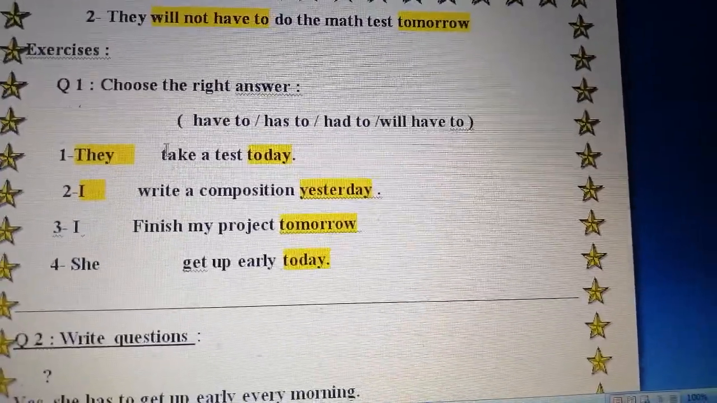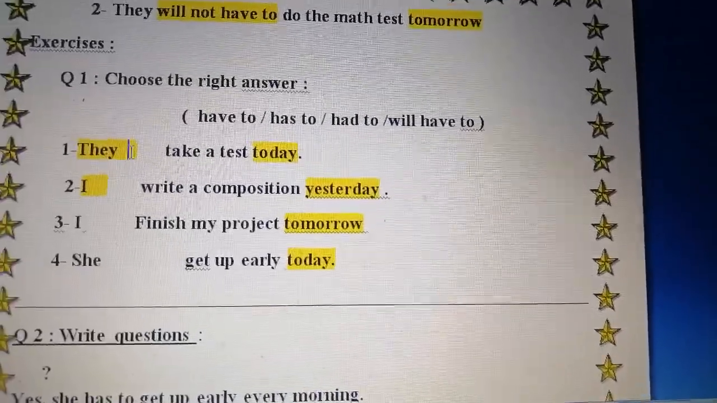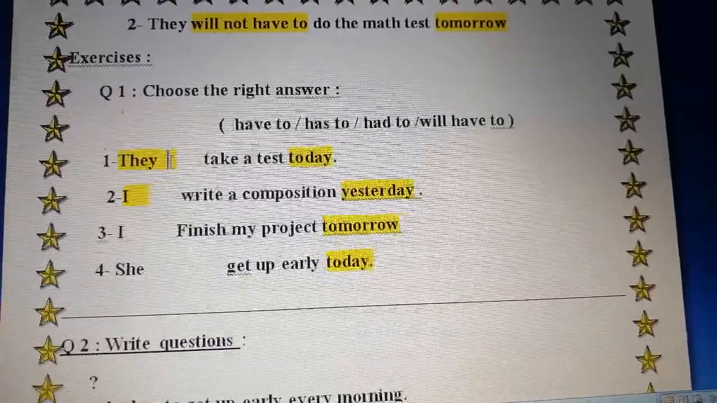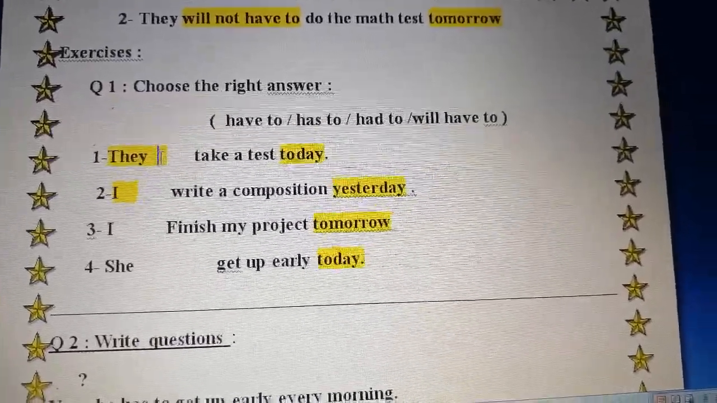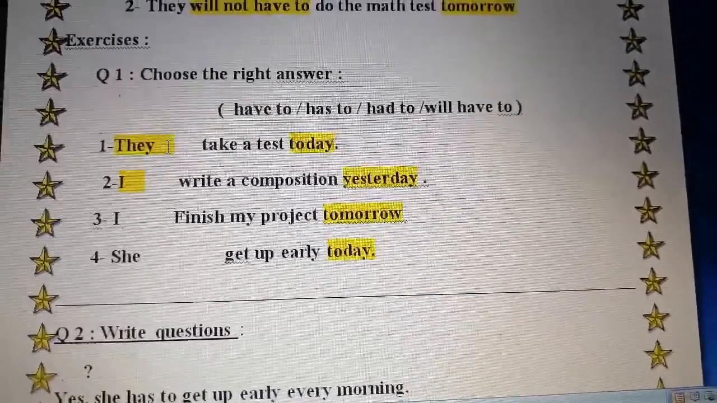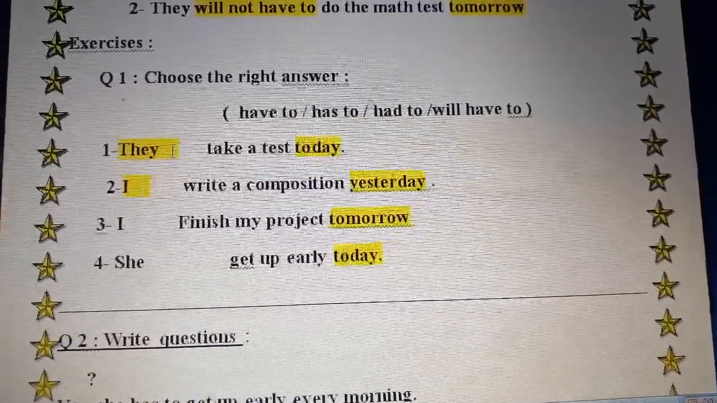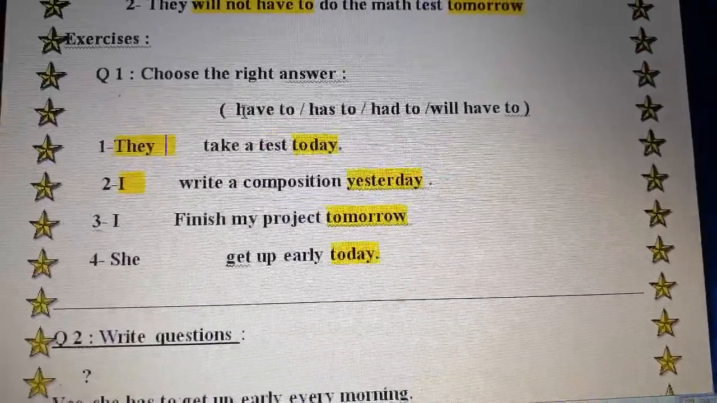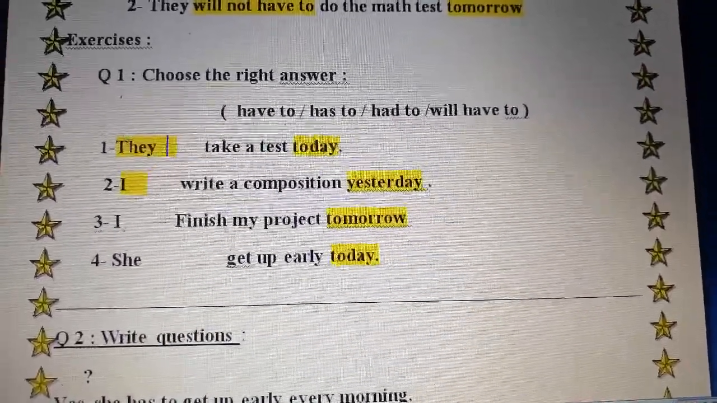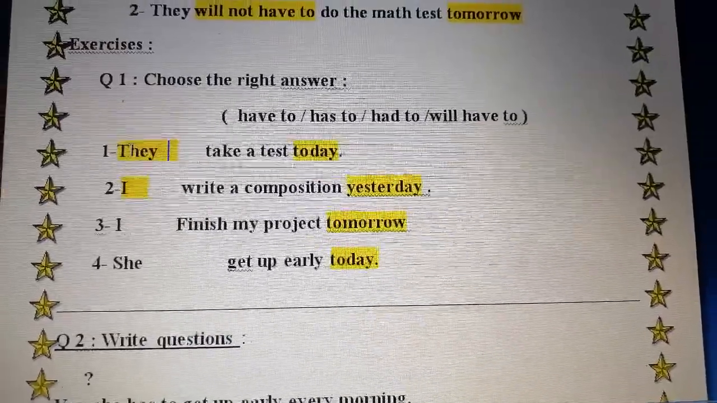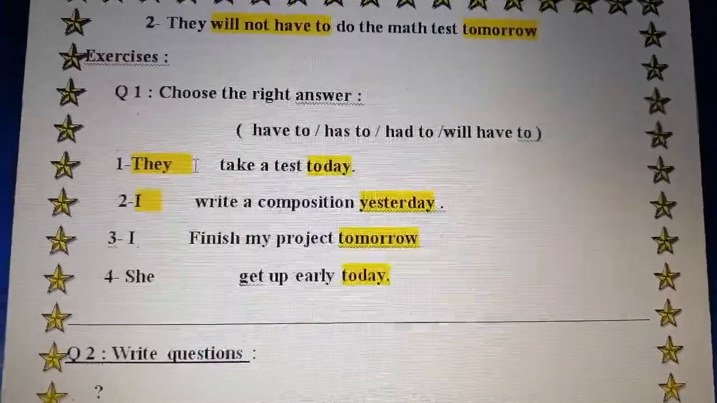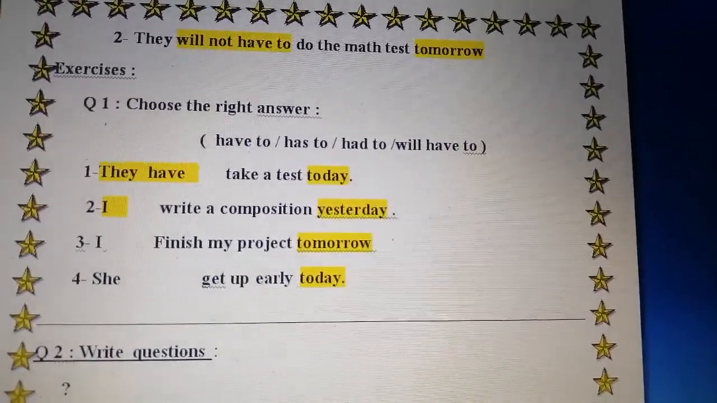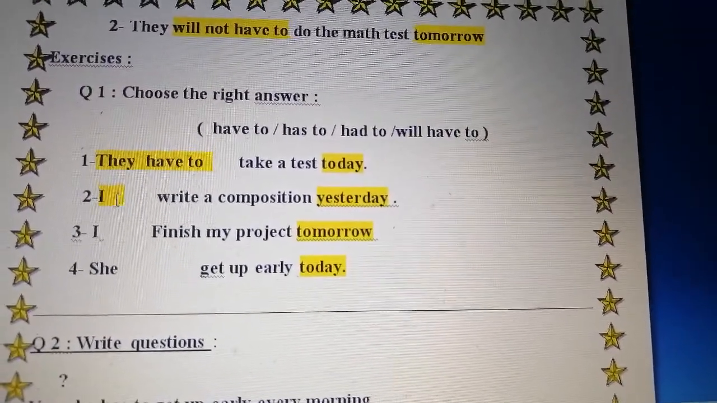Let's write here and do these exercises. First: they take a test today. I must first underline the keyword. What is the keyword here? Today. Today, which tense am I talking about? Present. Yes, excellent. What will I use, have to or has to? How do I know? According to the subject, meaning the doer. I go back to the subject: I have they. They is plural, so what will it take? Excellent, have to. So I'm writing here have to.